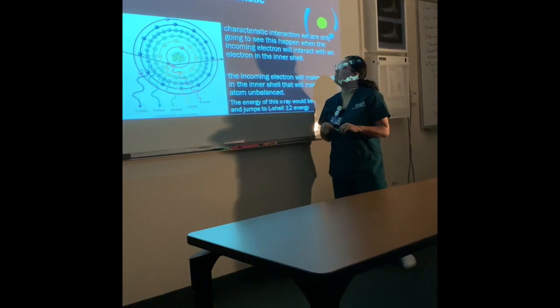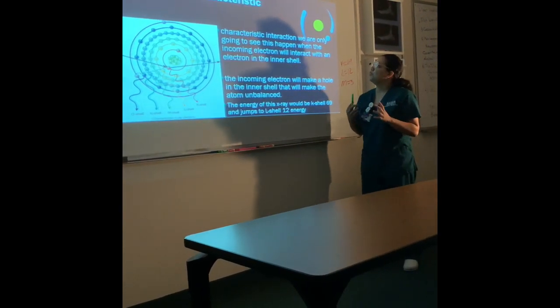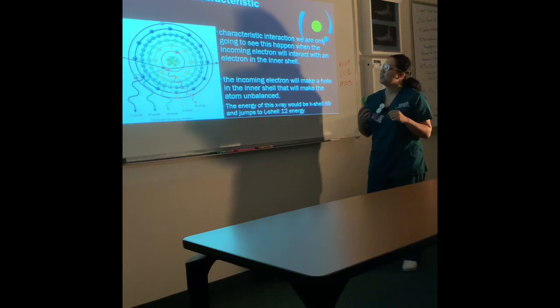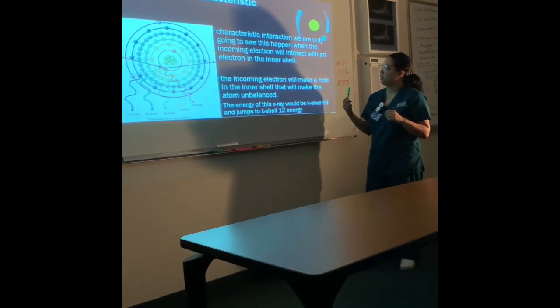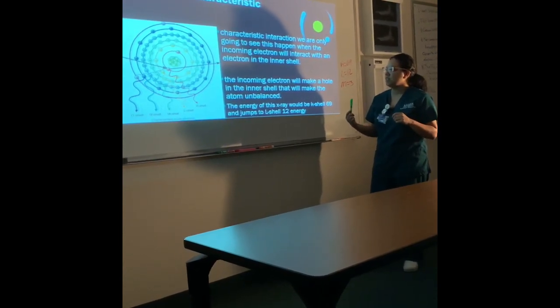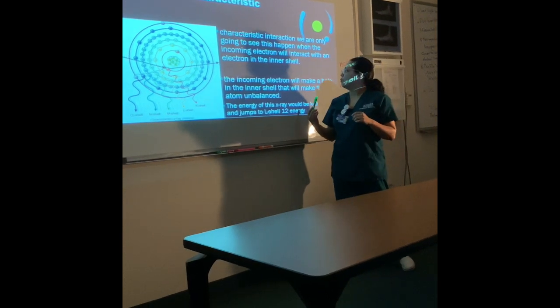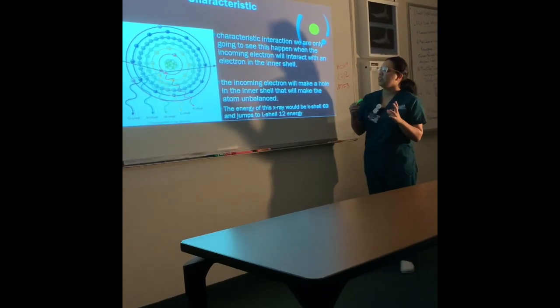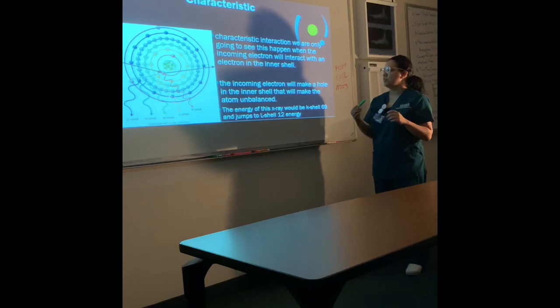Characteristic interaction. We only see this happen when the incoming electron interacts with an electron in the inner shell. The incoming electron will make a hole in the inner shell that will make the atom unbalanced.